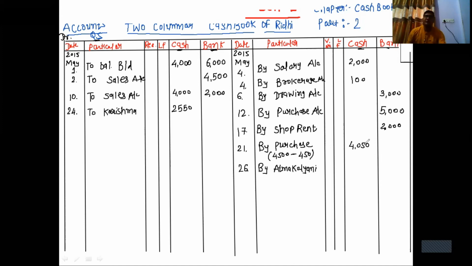Here we have paid, so it is on the credit side because it is a payment, and if we received, then we have to write it down on the debit side. Here we can also write receipt and payment instead of particular, so you can easily understand: if it is our income, then on the debit side, and if we have to pay, then on the credit side.